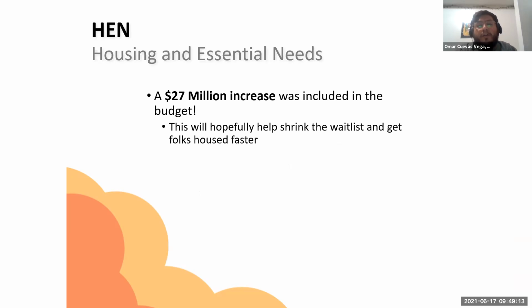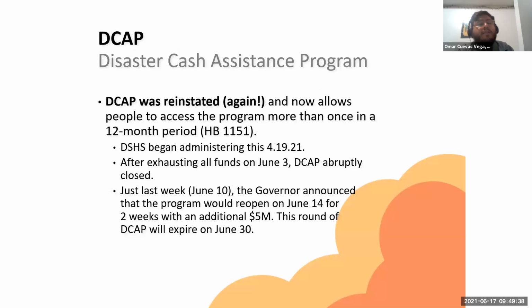So hopefully this will help shrink the wait list and get folks housed faster. We know that in many of our counties, there's a really long wait list and folks are stuck waiting to receive this modest cash assistance program as they're waiting to go on to federal benefits. So hopefully this 27 million across the next 2 years will help shrink the wait list. Next slide, please.